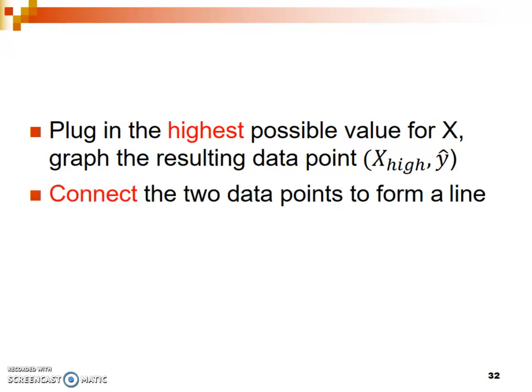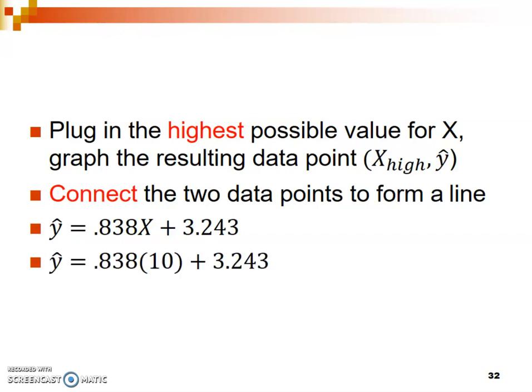After that, we're going to connect those 2 data points, and I'll show you how to do that in a second. But let's take our equation again that we already established. This was our equation that we were using to predict our y from the x. All we're going to do here is plug in a value for this x. In this case, we're using the highest possible value. As I mentioned in the last slide, that was 10 for this example. So we're going to plug the number 10 into this equation. With order of operations, make sure to multiply this by that first and then do your addition.